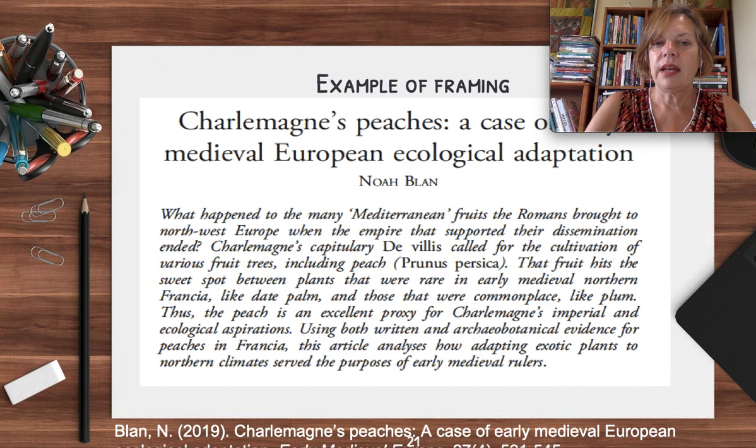You could tell this story in a very boring way where you say, well, there were a lot of fruit trees, and these fruit trees are an indication of Charlemagne's imperial aspirations. But by framing it around Charlemagne's peaches, you really are sparking an interest. So that's what you want to do with each of your papers: find some way of framing it that is interesting, that takes only a small slice of that thesis, and that you have enough data to support, where you can say something interesting.